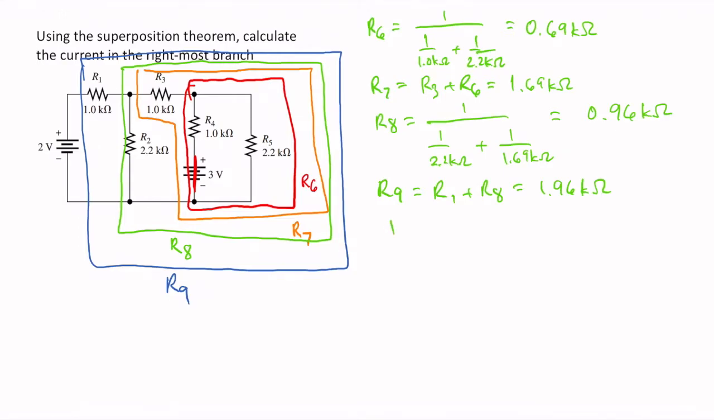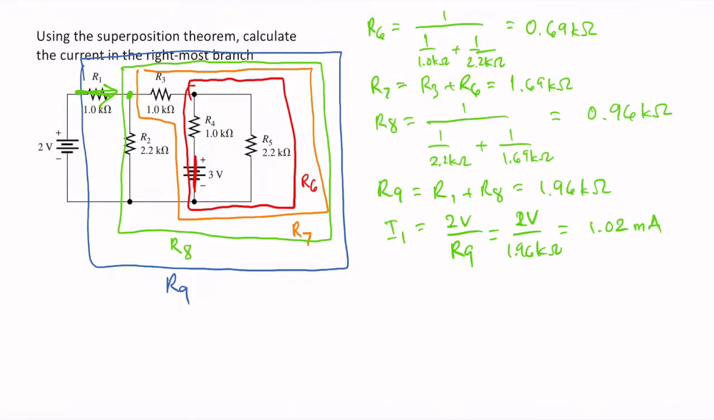This means that the current I1 is equal to 2 volts divided by R9. So that's 2 volts divided by 1.96 kilo ohms, and that's 1.02 milliamperes. Okay, so I1 is the current passing through R1 and the current passing through R8. Now that current passes through this junction and separates to R2 and then to R7.